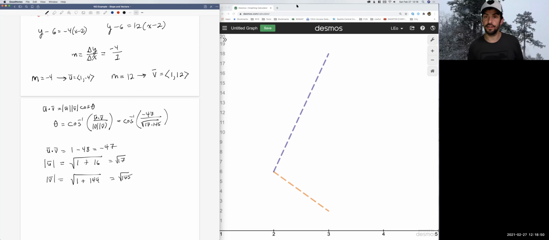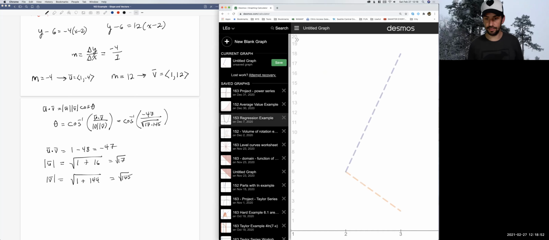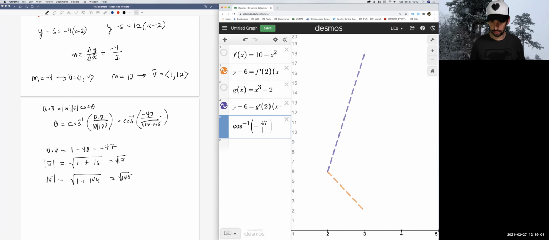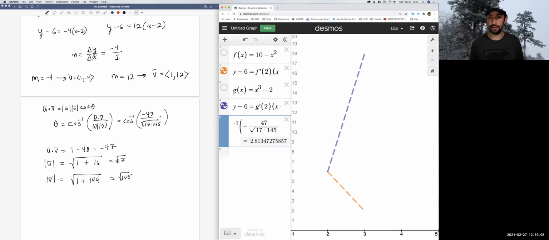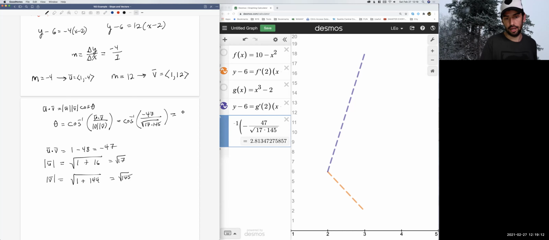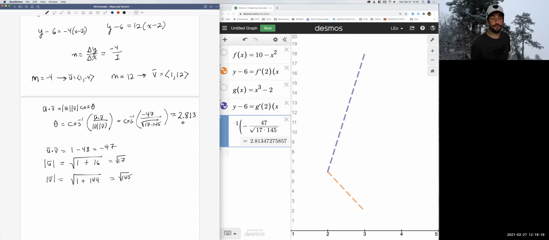We can plug this in. I've got Desmos open. Let's use that. We want cosine inverse of negative 47 over the square root of 17 times 145. So we get, let's go to 3 decimal places, 2.813 radians. Okay, so that last part, just some simple computation.